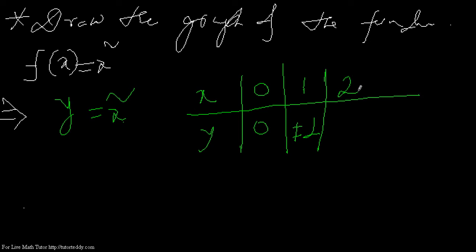Next, when x equals 2, y equals 2 to the 4. Here we have made some mistake for ones here. When x equals 1, y equals 1 square, that is 1 itself. When x equals 2, y equals 2 square, that is 2 to the 4.